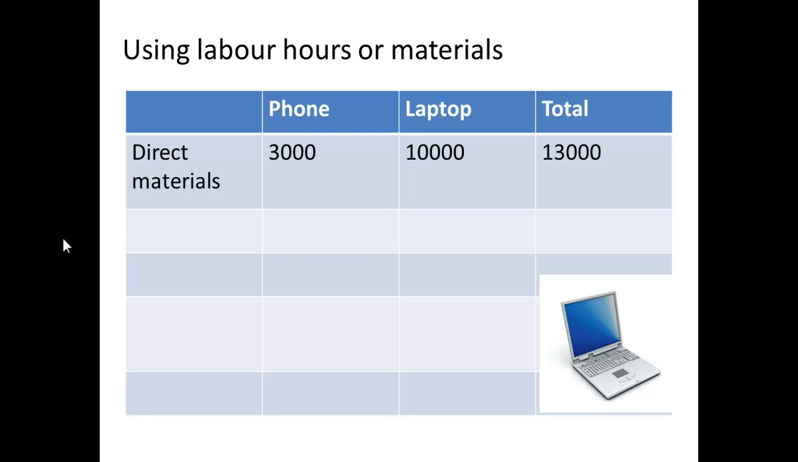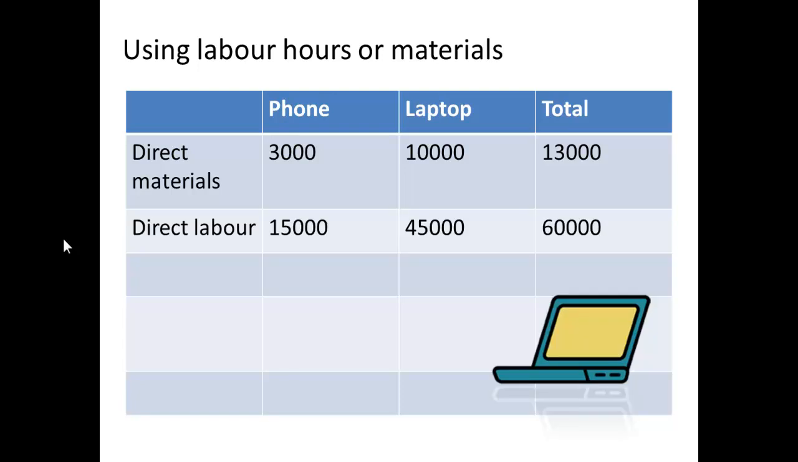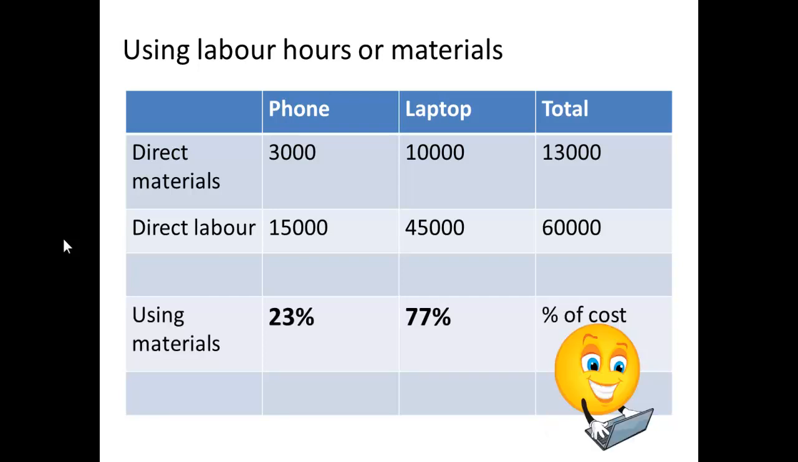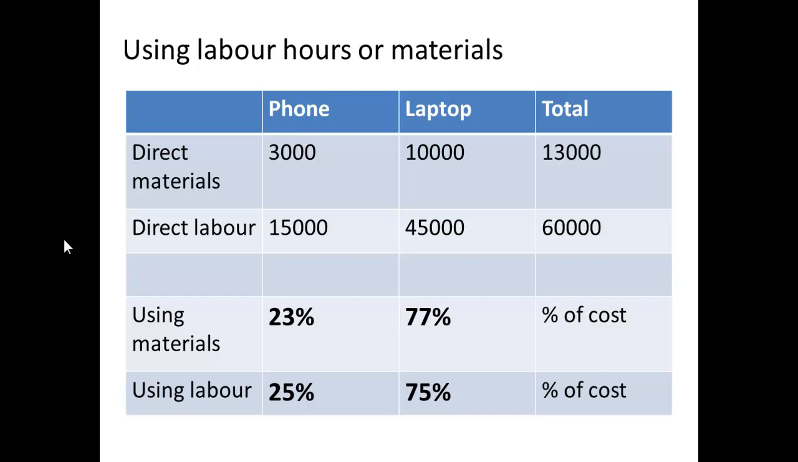So direct materials for the phone and the laptop, 3,000 for the phone, 10,000 for the laptop. Direct labour, 15,000 for the phone, 45,000 for the laptop. So if I use the materials and use it as a percentage of the total, the total for materials used for the laptop would be 77%, and for the phone 23%. If I used for labour, I would find 75% was for the laptop, 25% for the phone.